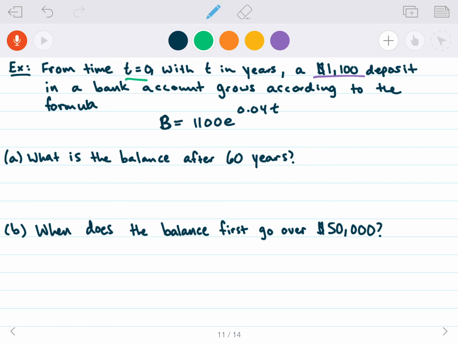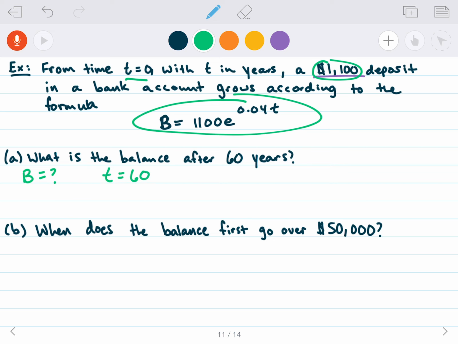From time t equals 0, with t in years, a $1,100 deposit in a bank account grows according to this formula right here. What is the balance after 60 years? So that's part A. We're first looking for capital B, the balance. And it says after 60 years, we wait for this money to grow. So T is going to be 60, right? That's our time. And we simply plug in 60 in for T to figure out what our balance is going to be with this continuous compounding formula that we're given. So we have 0.04 to the 60.